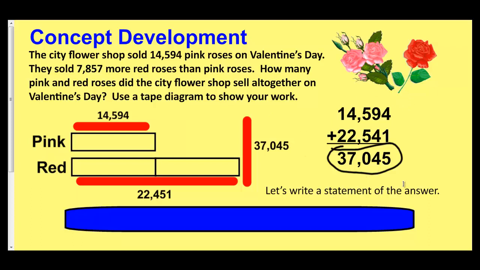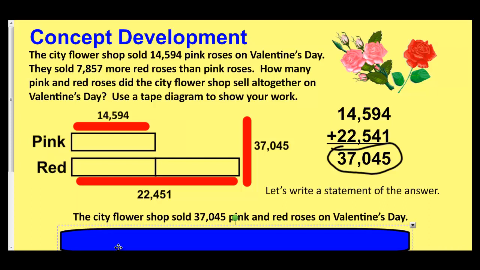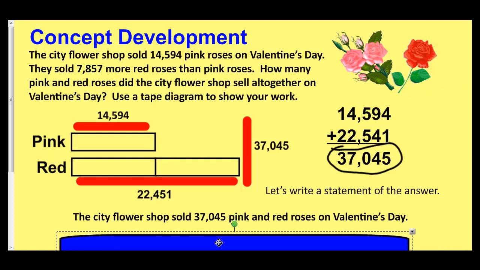Now we're going to write a statement of the answer. The question is, how many flowers did they sell altogether? So now I want you to write this sentence, or a sentence like it: City Flower Shop sold 37,045 pink and red roses on Valentine's Day. It's okay if you just said the shop sold 37,045 roses. You don't have to write all of that information, but it is really important that you write a sentence to answer the question.